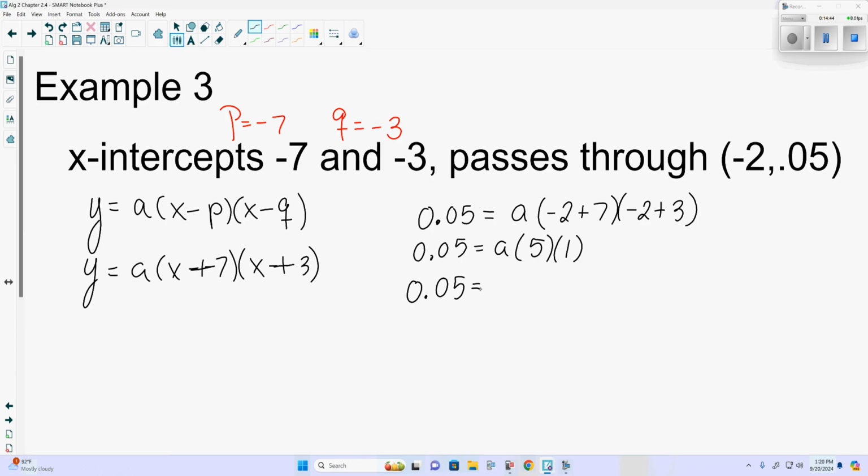Does it matter what order I multiply this in? No. Multiplication, we can multiply any two or more things in any order. A times 5 is 5a times 1. It's 5a. Or 1 times a is 1a times 5 is 5a. That's the nice thing about multiplying 3 things. We get there.